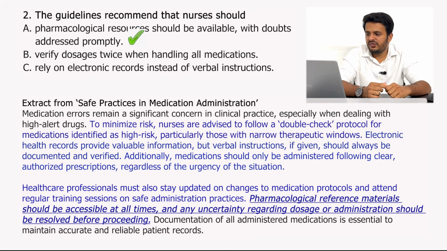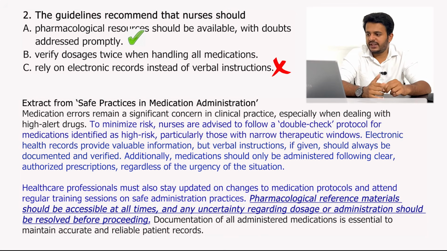Option B, verify dosages twice when handling all medication. Related information can be seen in the second sentence of the first paragraph, but it says that verification of the dosages needs to be performed only in the case of high risk medications, not in the case of all medication. That means option B, we can eliminate.